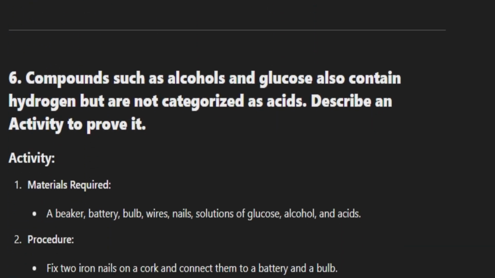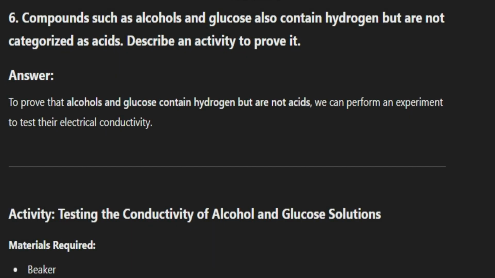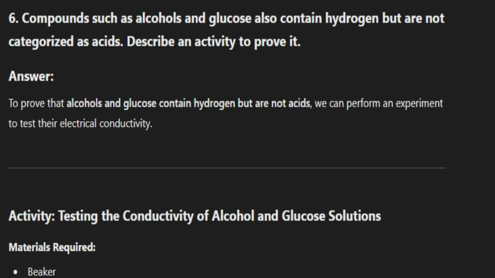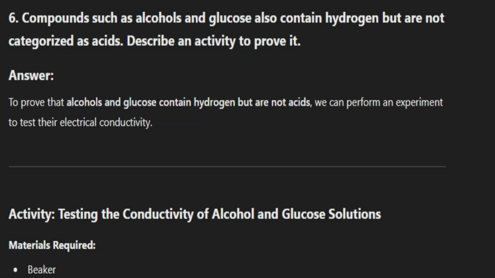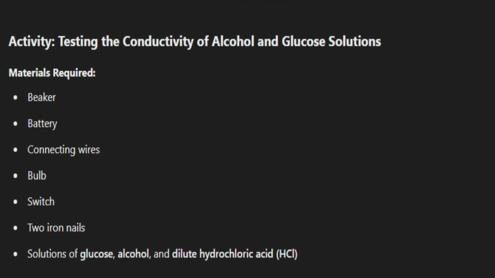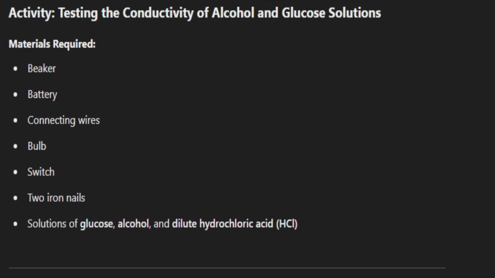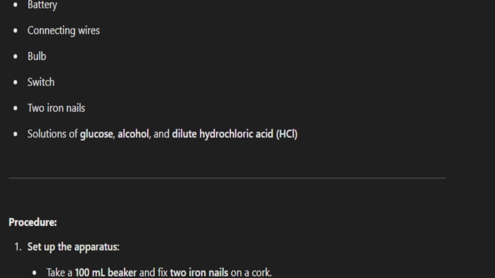6. Compounds such as alcohols and glucose also contain hydrogen but are not categorized as acids. Describe an activity to prove it. Answer: To prove that alcohols and glucose contain hydrogen but are not acids, we can perform an experiment to test their electrical conductivity. Activity: testing the conductivity of alcohol and glucose solutions. Materials required: beaker, battery, connecting wires, bulb, switch, 2 iron nails, and solutions of glucose, alcohol, and dilute hydrochloric acid, HCl.